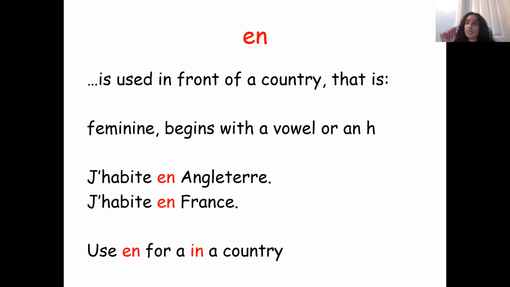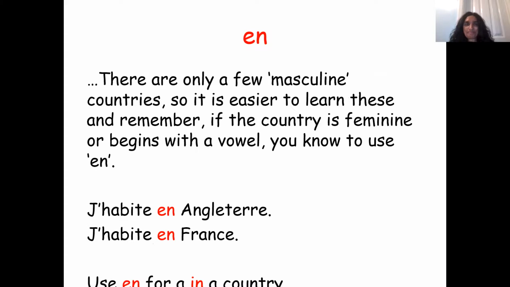Brilliant. If we were French, we would say, for myself, I live in France. J'habite en France. So we use en, the word for in, when we're talking about a country that is feminine or begins with a vowel or an H. Most countries are feminine. Very few of them are masculine. So when we come to learn the names of countries, it's actually easier to learn the masculine ones and know, therefore, that the rest are feminine.